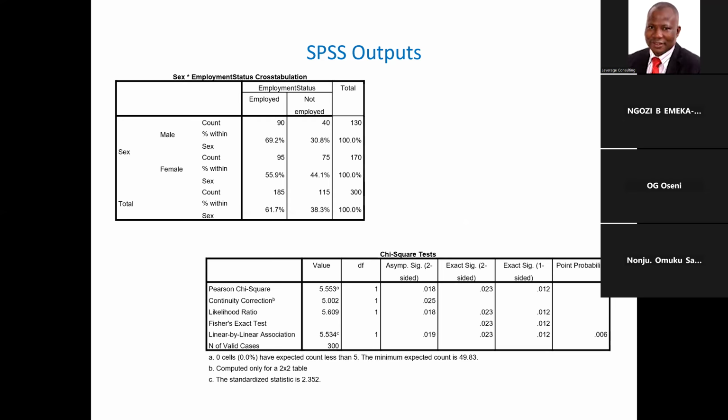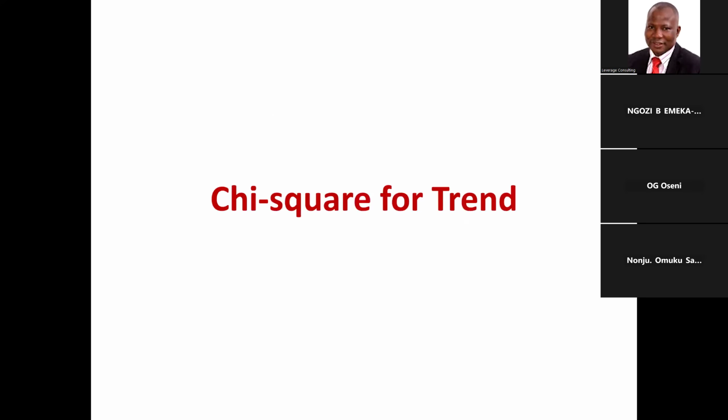So that thing I was asking you the other time, you will see that 90 over 130 is 69.2%. That is 69.2% of male were employed. 95 over 170 is 55.9%. 55.9% of female are employed. From here, from observed value, you know that more males are employed than females. So we can show... I don't know if I show it here. No, I didn't show it.